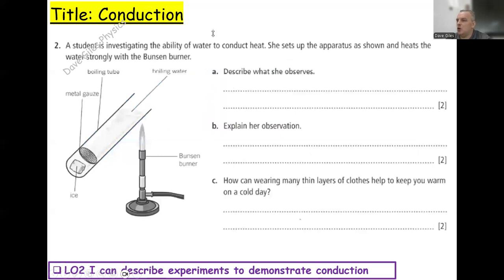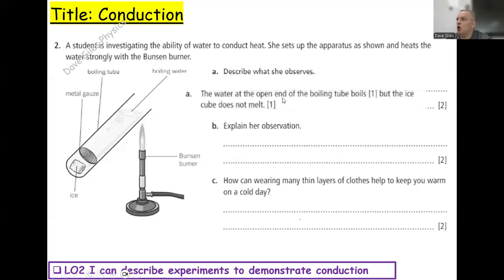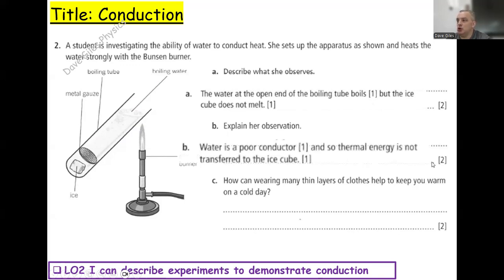Okay, so a little question here. A student investigates the ability of water to conduct heat. She sets up the apparatus as shown and heats the water strongly with a Bunsen burner. Describe what she observes. The water at the open end of the boiling tube boils, but the ice cube does not melt. Explain why. Water is a poor conductor, and so thermal energy is not transferred to the ice cube.